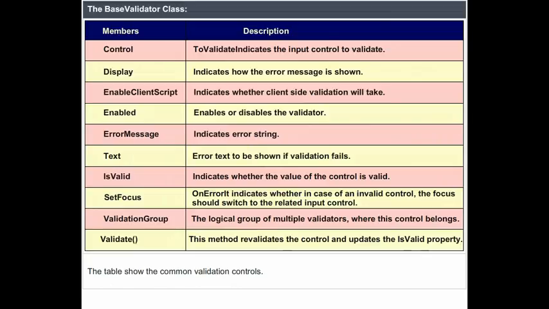Enabled enables or disables a validator. Error message indicates the error string. Text is the error text to be shown if validation fails. Is valid indicates whether the value of the control is valid. Set focus on error indicates whether, in case of an invalid control, the focus should switch to the related input control. Validation group is the logical group of multiple validators where this control belongs. Validate() method revalidates the control and updates the IsValid property.